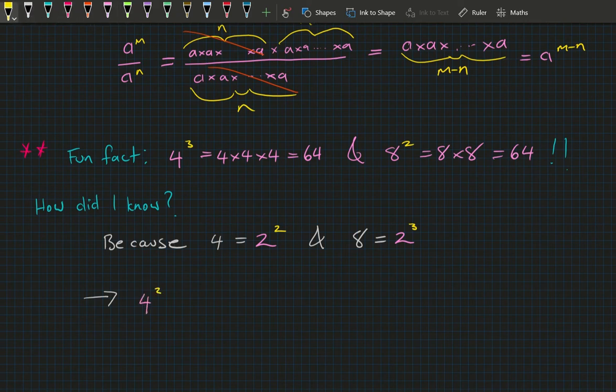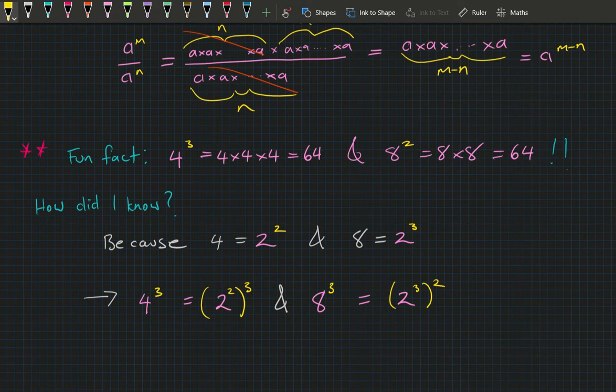So instead of just saying 4 to the power of 3, if I substitute in 2 to the power of 2 for 4, we now get 4 to the power of 3 is equal to 2 to the power of 2, all to the power of 3. And doing the same thing with 8, we get 8 to the power of 2 is equal to 2 to the power of 3, all to the power of 2.